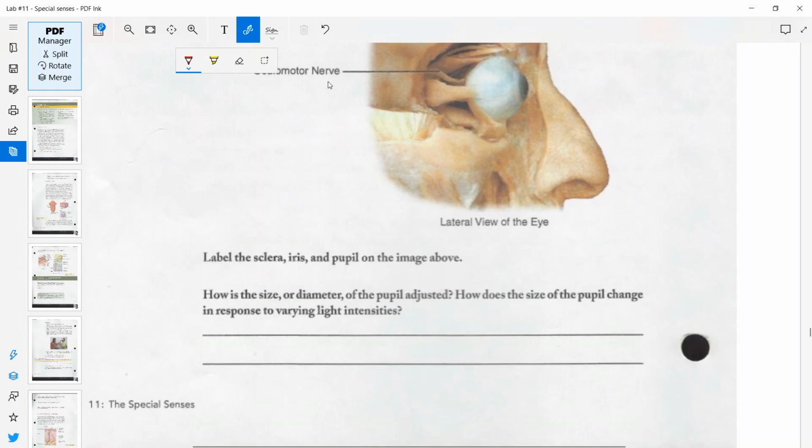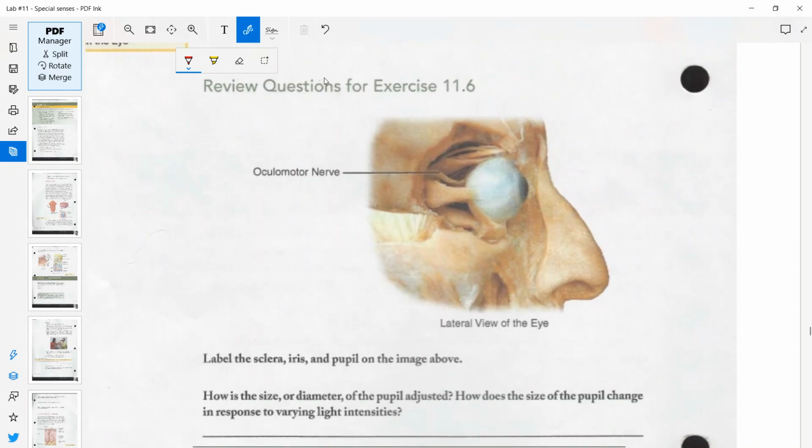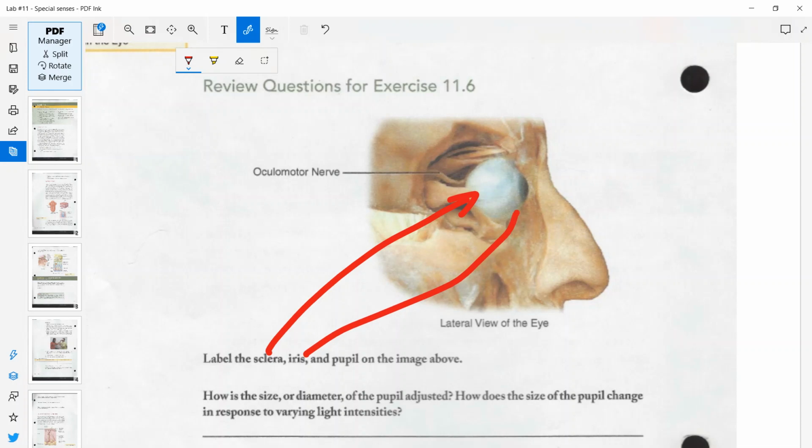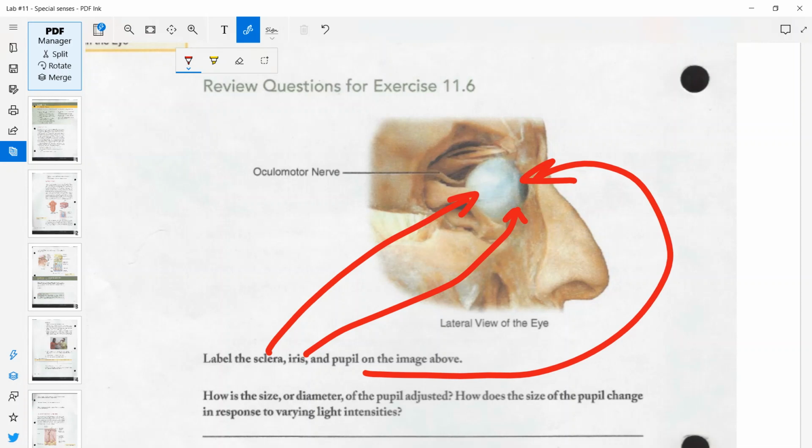So moving here: sclera, iris, and pupil on the image above. The sclera is the white of the eye. The iris is kind of harder. It's going to be right about here. You see that partially colored circle. And the pupil is that dark opening.